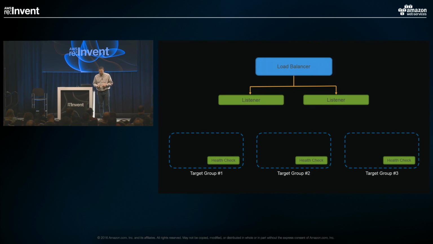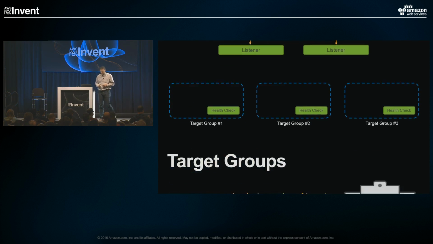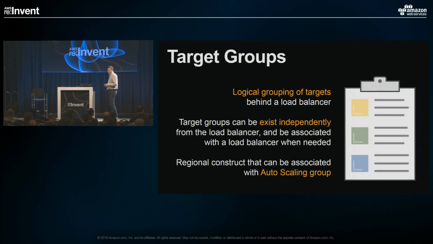Now we're looking at target groups. So what I've shown you there is the dotted target groups, and you can see I've got 3 target groups in this architecture together with health checks. So, logical grouping of targets behind a load balancer. So we've called them targets. We haven't called them EC2 instances. Right now, we support EC2 instances and containers, but they're targets, right?